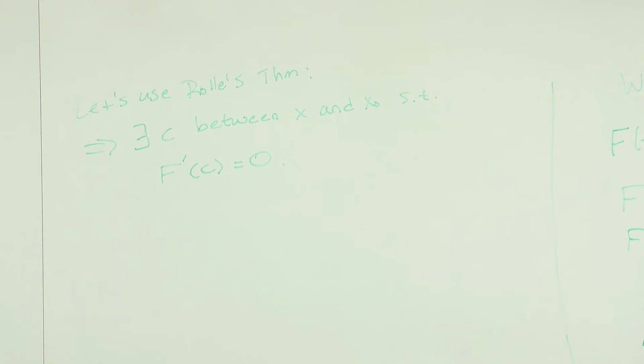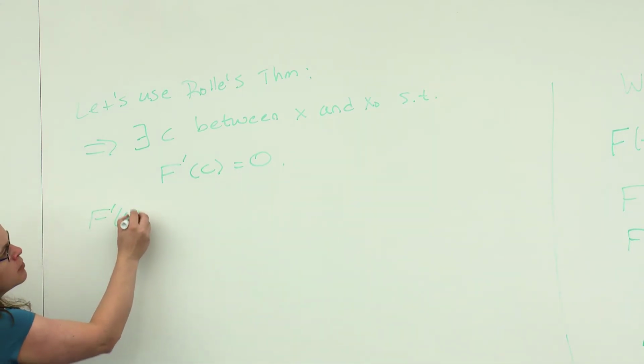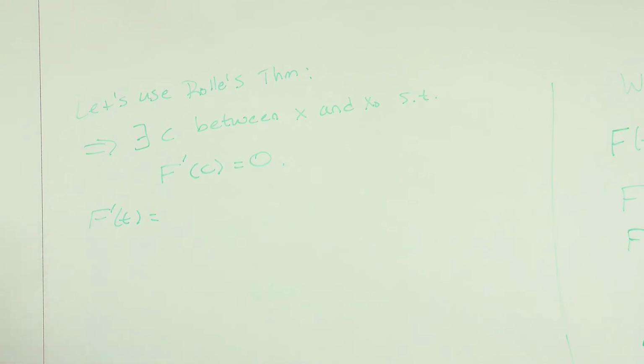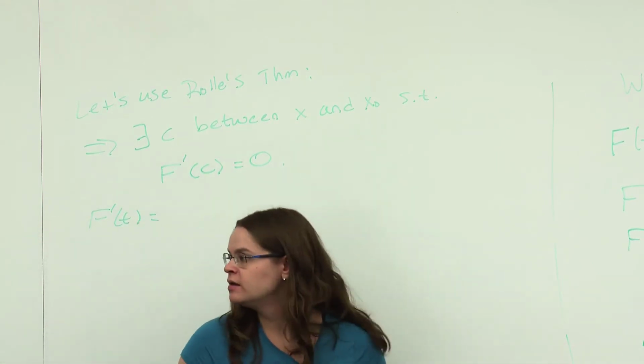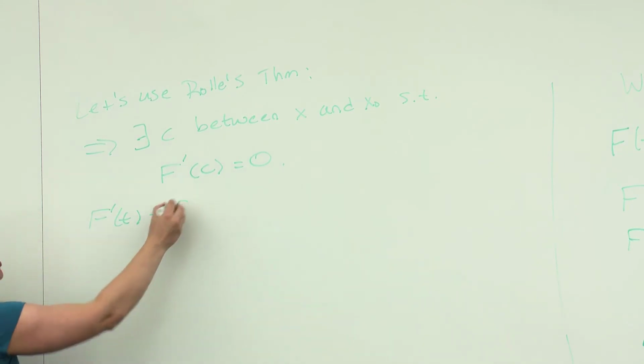Okay, so let's try to figure out what that tells us. We know what capital F is. That means we should be able to take its derivative and plug in c and set it equal to 0 and see what we can learn from that. What we're hoping to learn from that is something about this number here. Okay, so let's see what F prime is. Well, what's that? I got a little f prime of t.